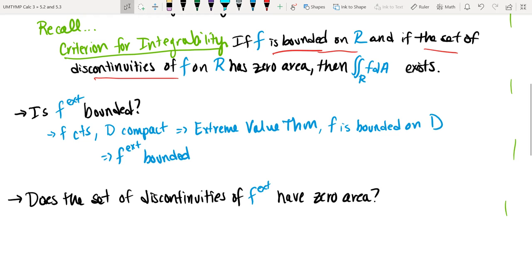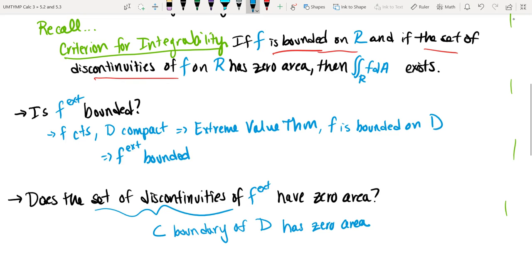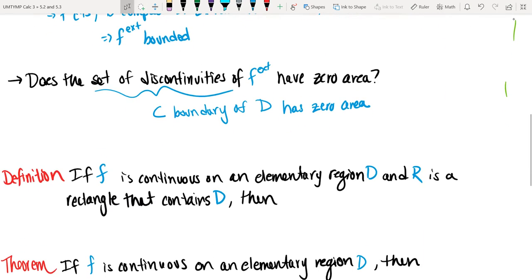Well, this set, I don't want to write it all out, is a subset of, or is contained in, the boundary of D, and the boundary of D is a line, so that has 0 area. So according to this, yes, it is integrable.